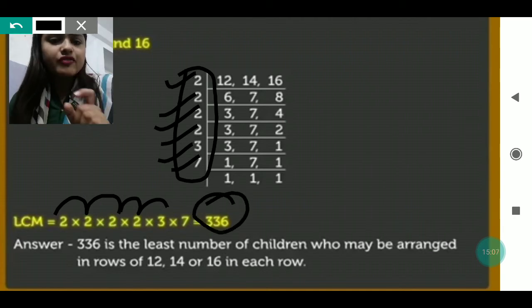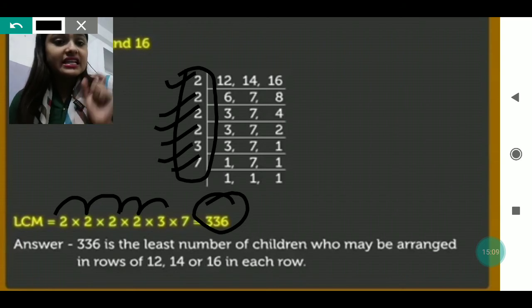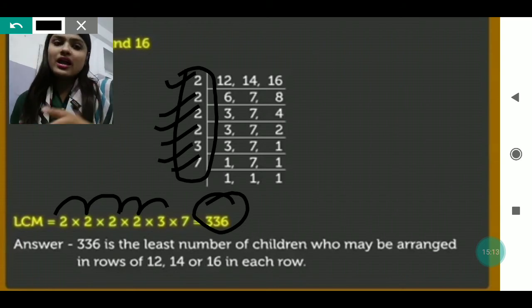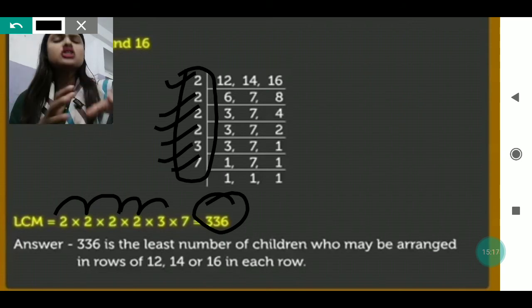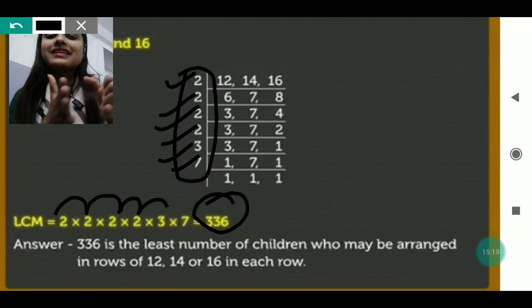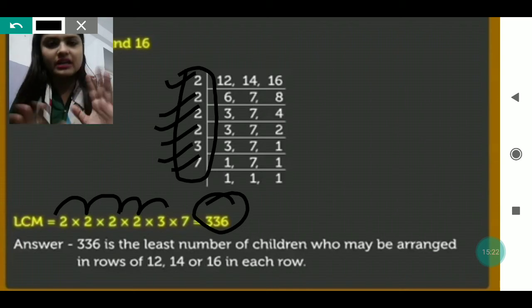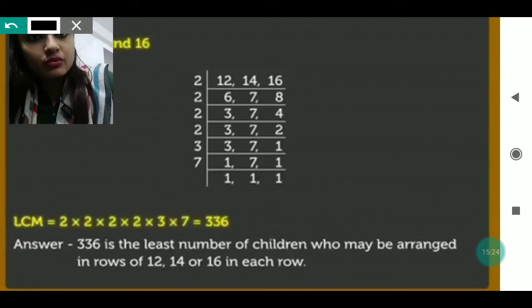Last statement will be: therefore, 336 is the least number of children who may be arranged in rows of 12, 13, 12, 14, and 16 in each. Within each row, 336 students can be arranged, not more than that. Okay? One more question I am having.